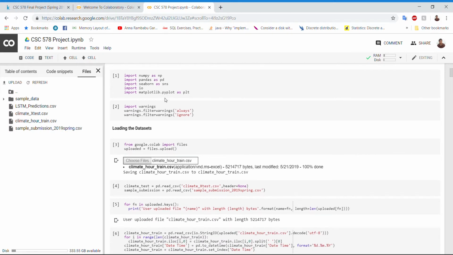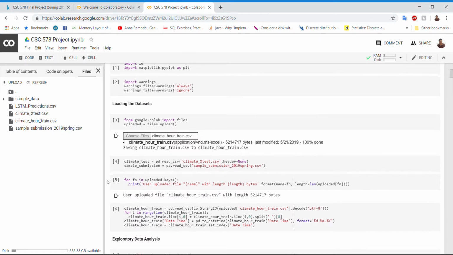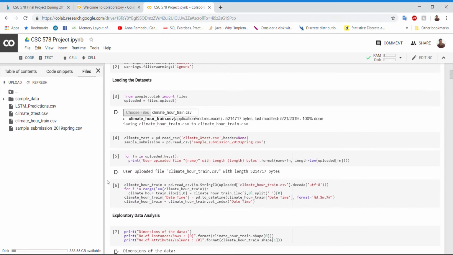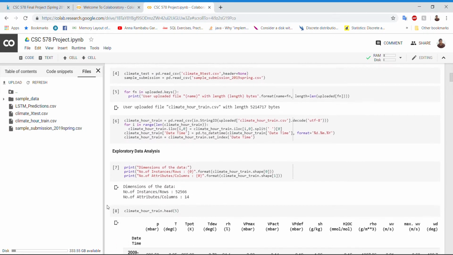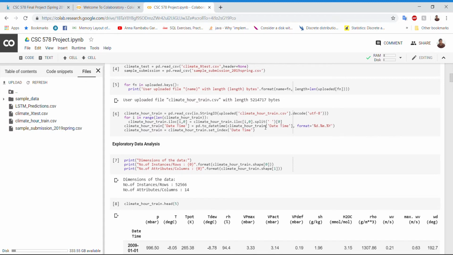After importing the required packages, I have loaded the data sets. And initially the datetime is not the time series object, so I have converted the datetime attribute into time series object, and I have set it as an index.